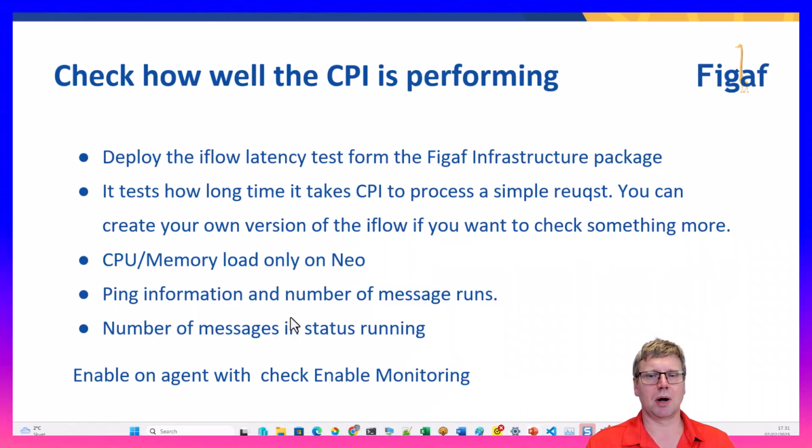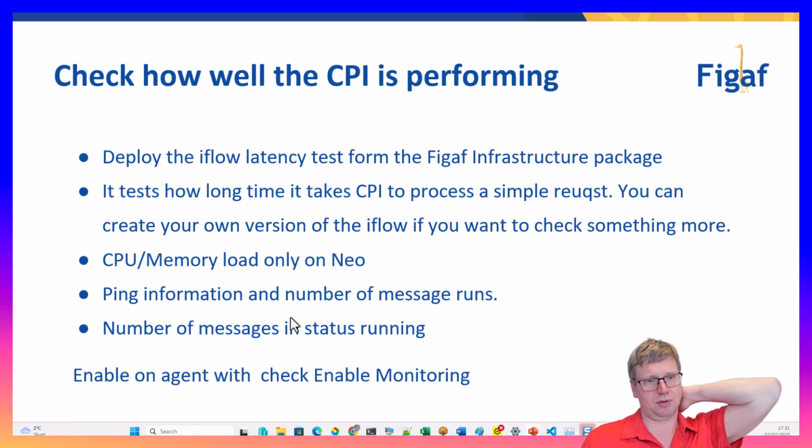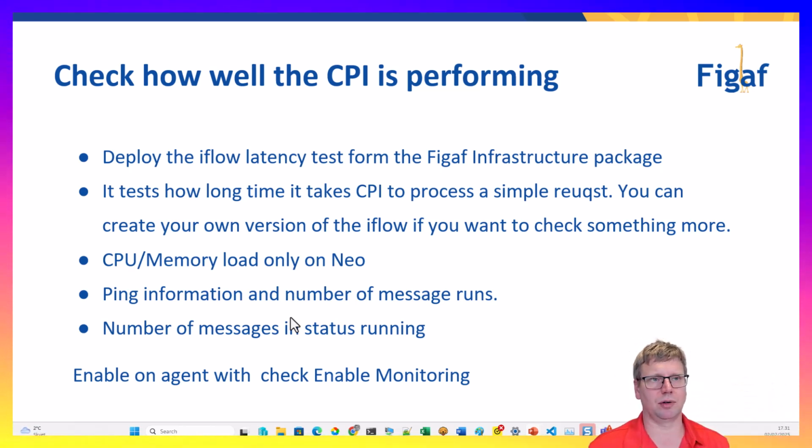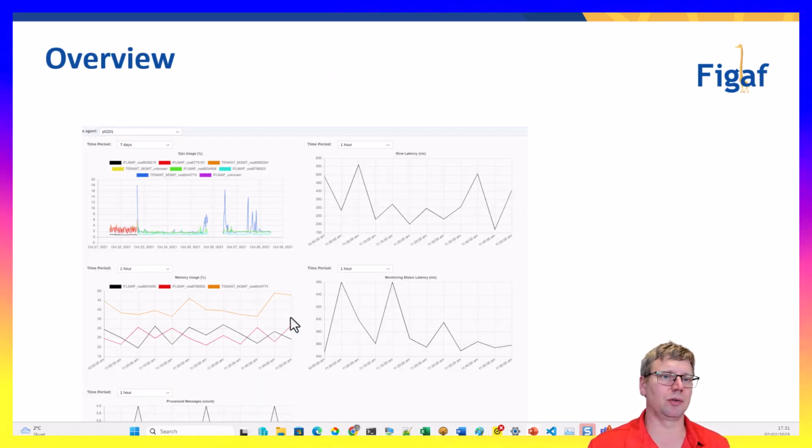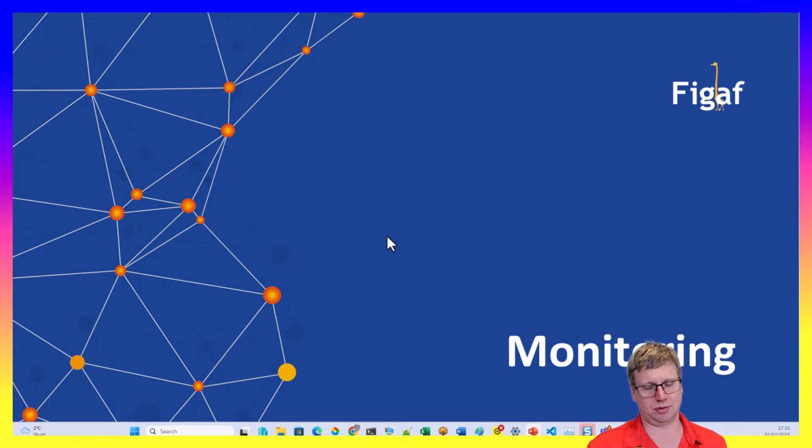Okay, monitor. It's important. We want to monitor. We have 2 ways of monitoring. So we have one, how the CPI is performing. It does give you some insight on this, and in Neo it was really good. We could see tenant usage, memory usage, but in Cloud Foundry we don't have those capabilities. We can see latency, monitoring status, number of long-running processes.